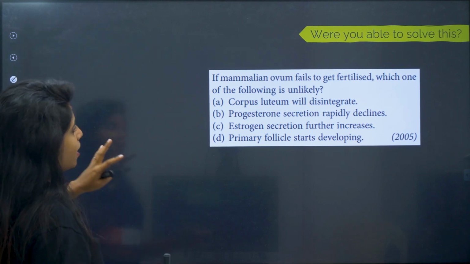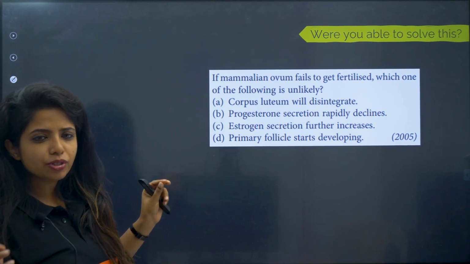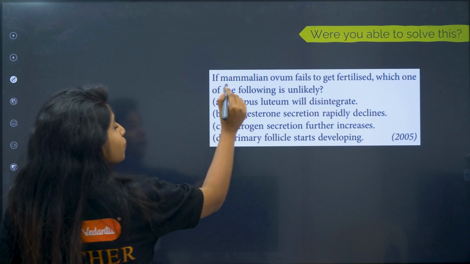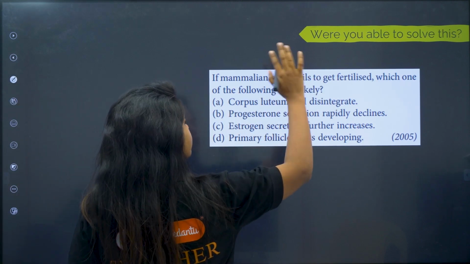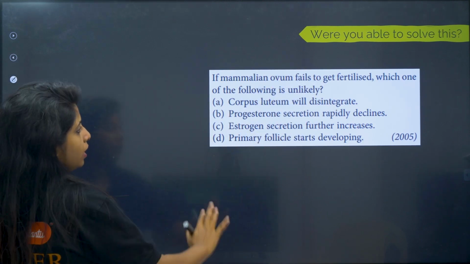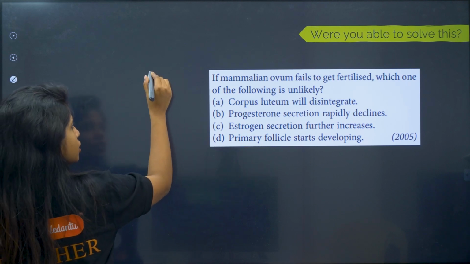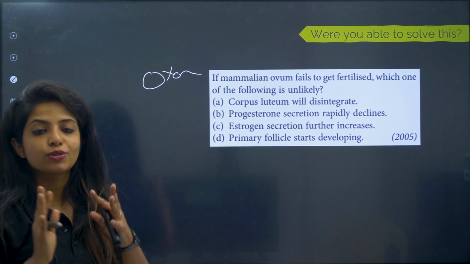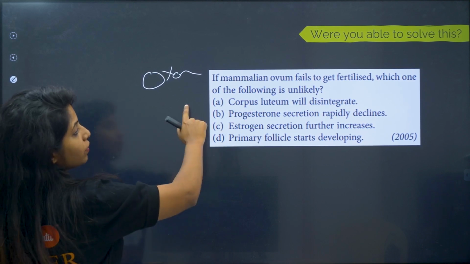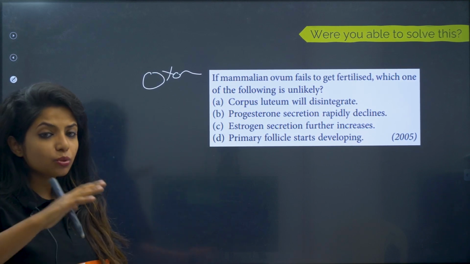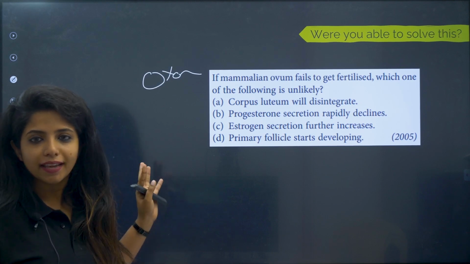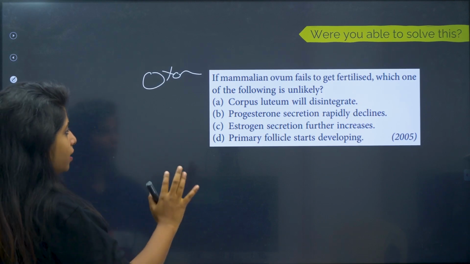for you to understand. So whenever you get these type of questions, try to cut the question down and then try to understand. So if mammalian ovum fails to get fertilized, so if fertilization is not happening, that is the egg and the sperm is not fusing, okay, which one of the following is unlikely? Which one of the following won't be taking place? That is the easiest question that they are asking.